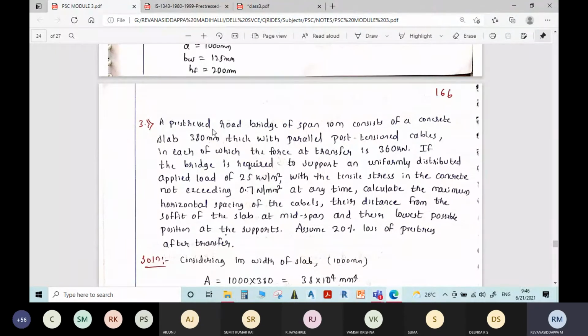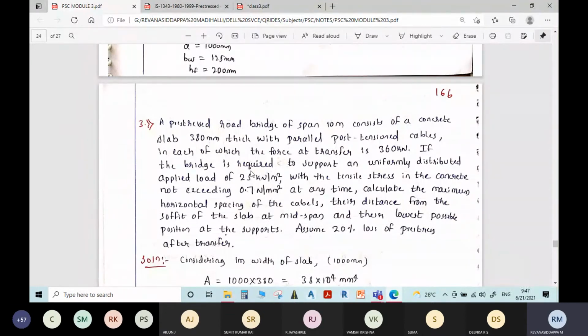A pre-stressed road bridge of span 10 meter. The span of the bridge is given as 10 meter, consists of a concrete slab, not the beam, 380 mm thick with parallel post tensioned cables, in each of which the force of transfer is 360 kilonewton. It is a pre-stressed road bridge of span 10 meter, consisting of a concrete slab of 380 mm thick with parallel post tension cables, in each of which force of transfer is 360 kilonewton.